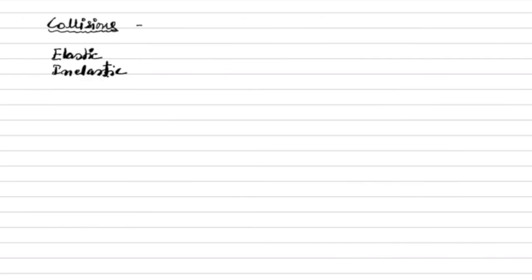Now we are moving towards the next topic, which is collisions. Now, what kind of collisions can we have? Generally we segregate them into two categories. One is elastic collision, and the other is inelastic collision. You will also hear terms like perfectly elastic collision and perfectly inelastic collision, but that means around the same.